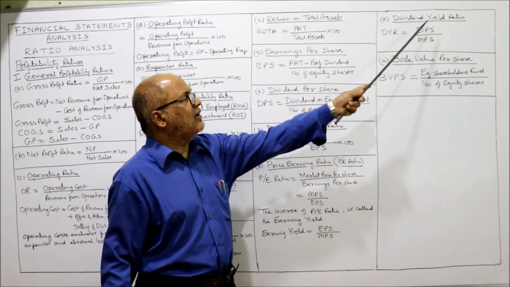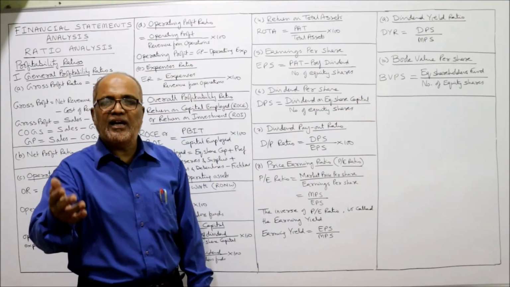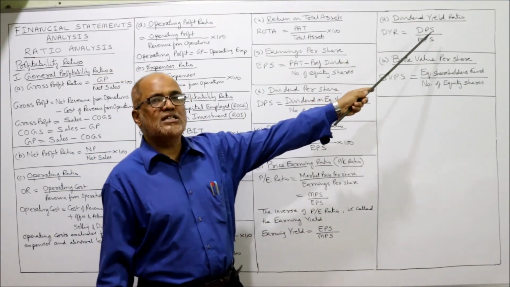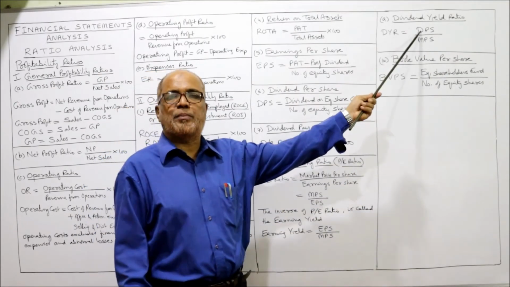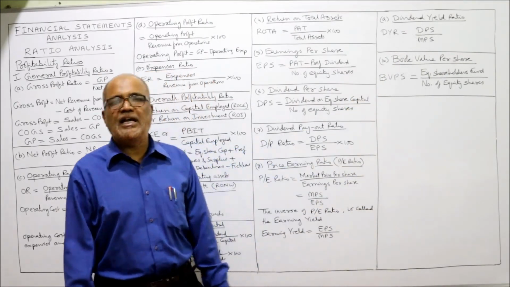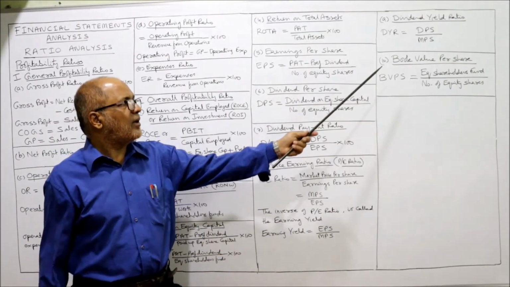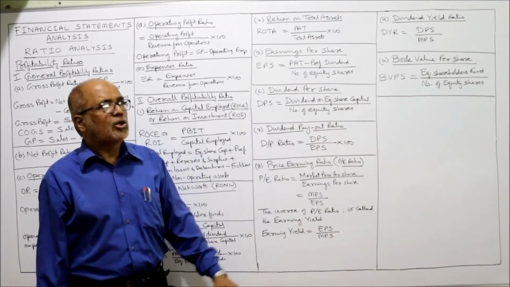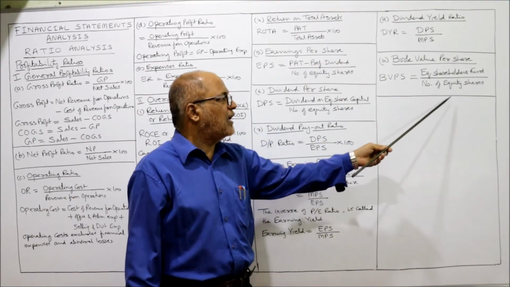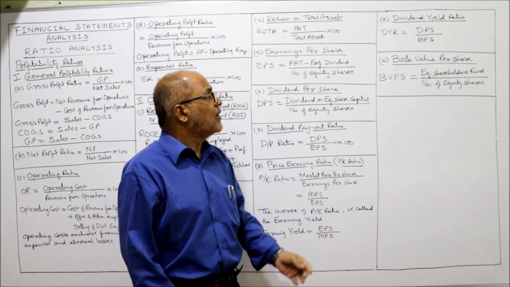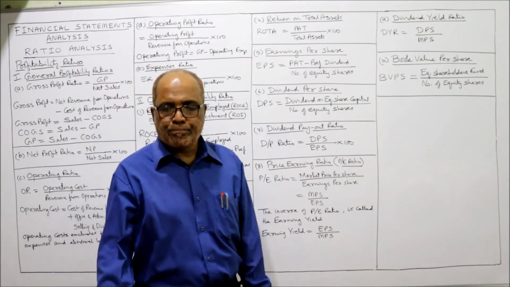The next formula, dividend yield ratio. The formula is DPS divided by MPS, dividend per share divided by market price per share. That is called dividend yield. Last and final formula, book value per share. The book value per share is equal to equity shareholders fund divided by number of equity shares.